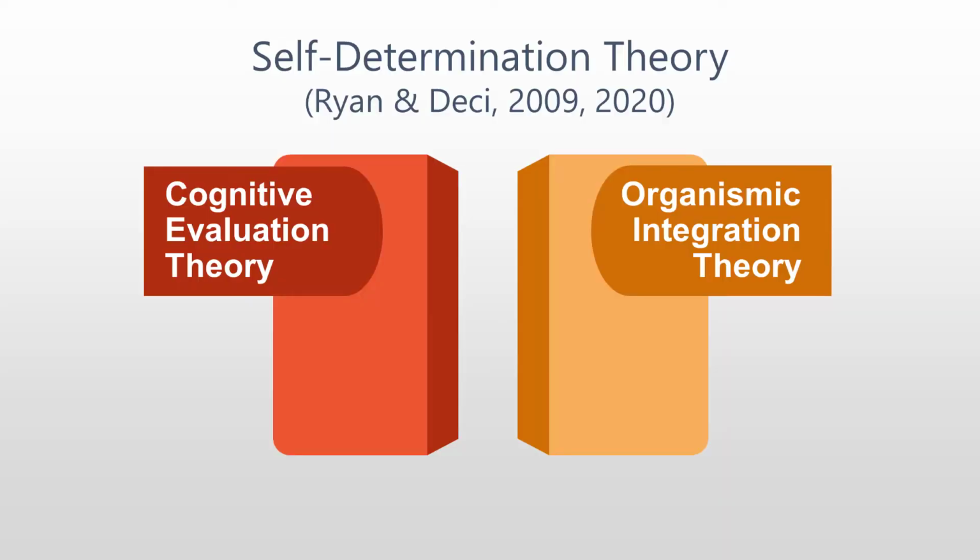Self-determination theory is comprised of 6 mini-theories. 2 of these are cognitive evaluation theory and organismic integration theory. I'm going to start by discussing cognitive evaluation theory, and then I'll describe organismic integration theory.